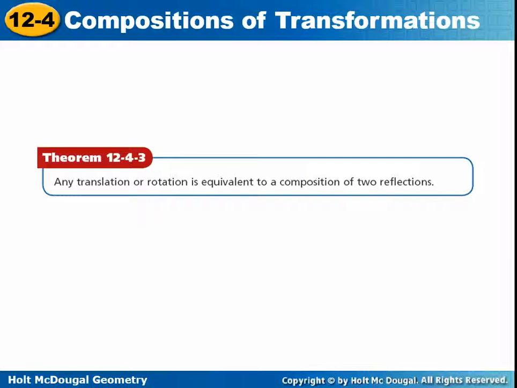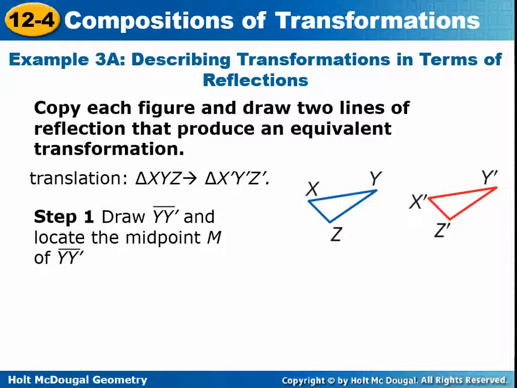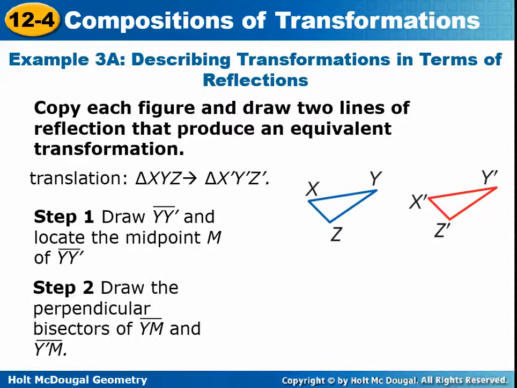Any translation or rotation is equivalent to a composition of 2 reflections. So you can rewrite a translation or a rotation as 2 reflections. Sometimes it's a little bit simple to find that, and sometimes it's a little trickier. This one says to copy each figure and draw 2 lines of reflection that produce an equivalent transformation. So we show a translation from XYZ to X prime Y prime Z prime. We just saw how you could reflect it over one line and then reflect it over another line equals a translation. You won't have to do this on the assignment, but it's kind of interesting to see how it goes.